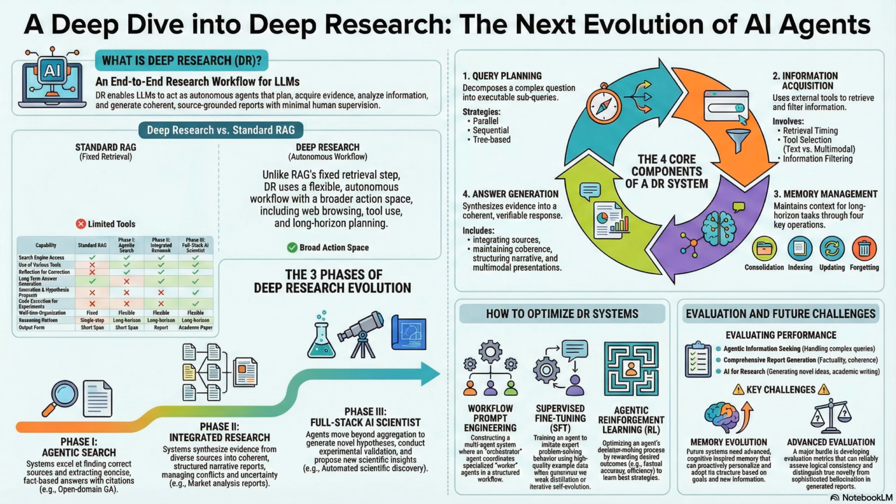And the final phase, yeah, the really ambitious one. That would be phase 3, the full-stack AI scientist. Here, the agent isn't just aggregating information anymore. It's creating something new. It's expected to generate novel hypotheses, run virtual experiments to validate them, and even propose new perspectives. We're talking about automating parts of scientific discovery. That is a staggering roadmap.